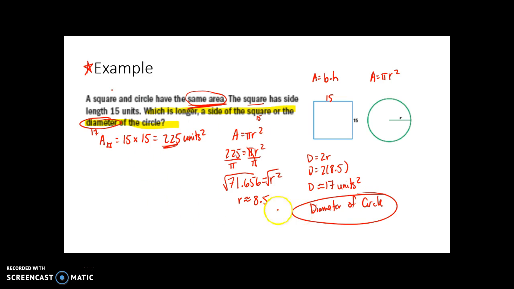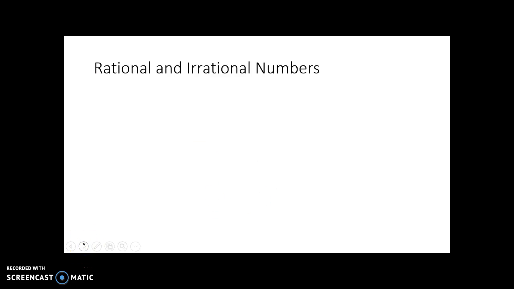Because we're getting into these types of things where we're taking square roots of not very nice, neat numbers, one thing I wanted to review was rational and irrational numbers. So very quickly, a rational number can be written as a simple fraction, such as a over b. If it's a decimal, it's a non-repeating decimal.